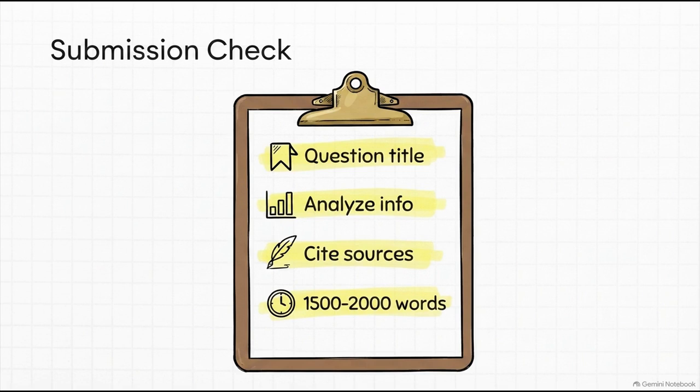Pay special attention to academic honesty. Ensure all your sources are properly cited in a reference list, that you used your own words when paraphrasing, and that your final word count sits squarely between 1,500 and 2,000 words.